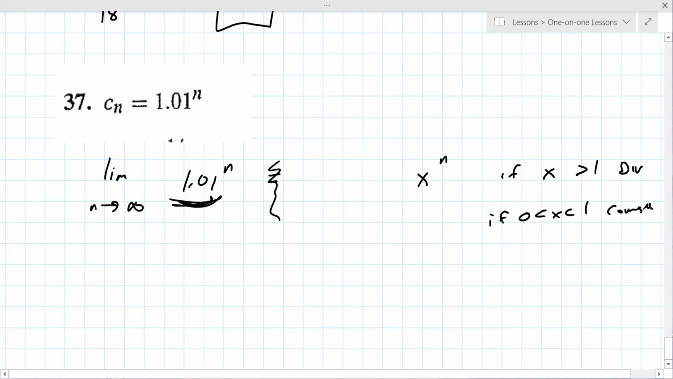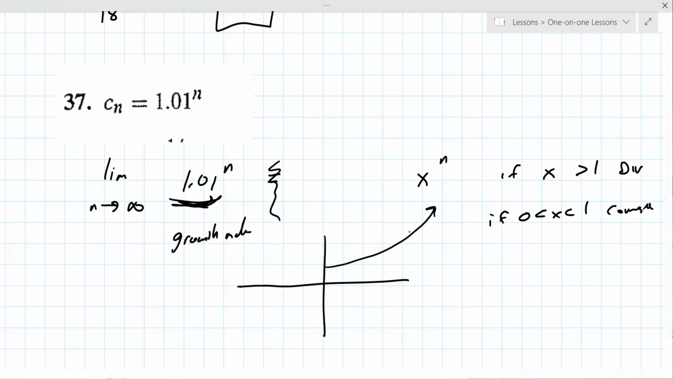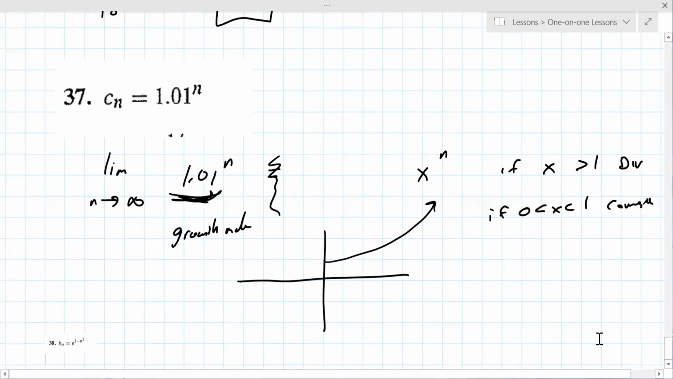So because this number, this is a growth model. If you were to graph it, it would very slowly, but eventually would go to infinity. Okay. And if it was negative 1.01 to the n, it would be negative infinity, right? Yes. So it diverges then? Yes. Okay.